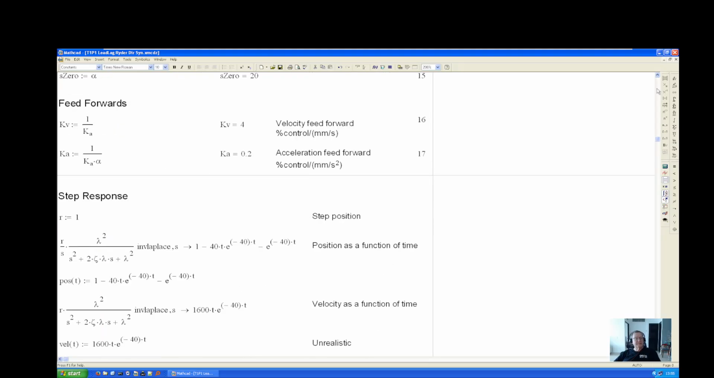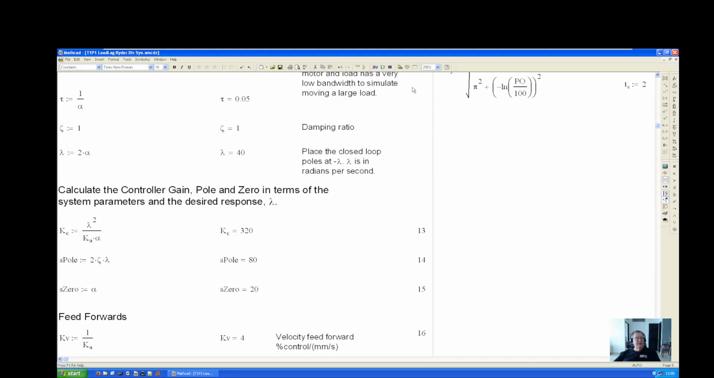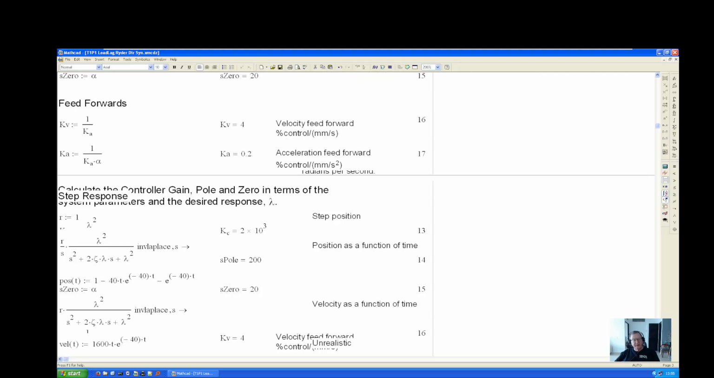by changing the lambda. So now it's set at minus 100. You can see this gain went from, what is it, 360, it goes up to 1000. So the gains have increased quite a bit, and the poles and the zeros have moved quite a bit further to the left.